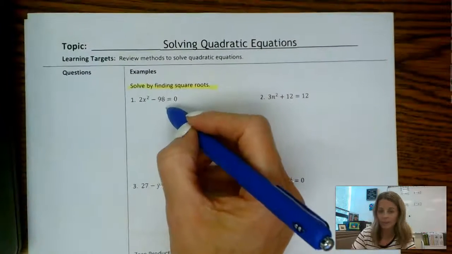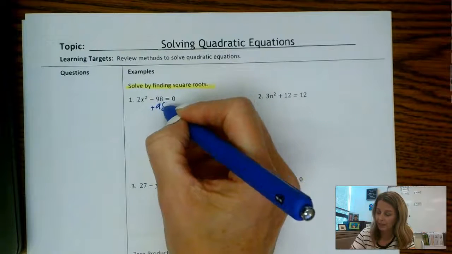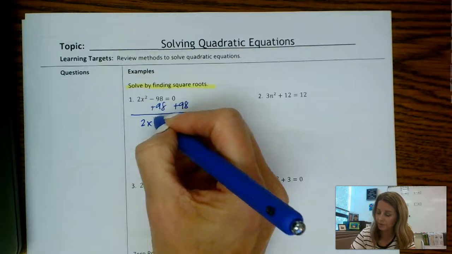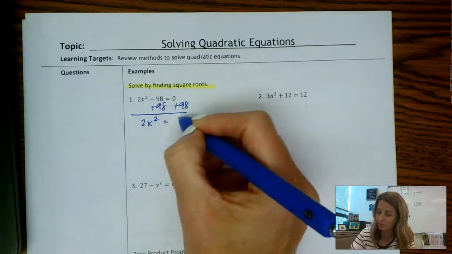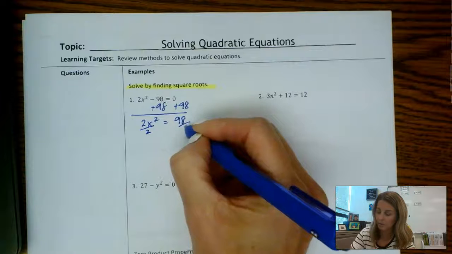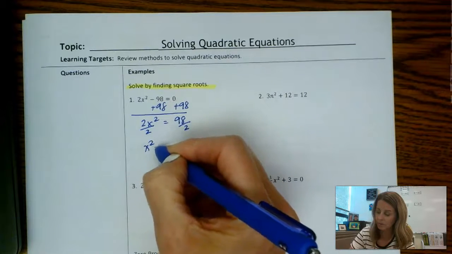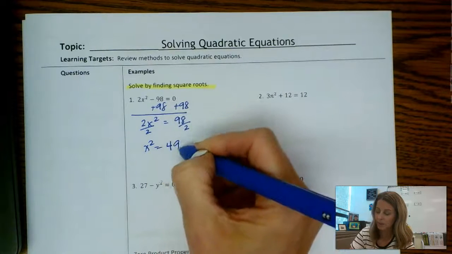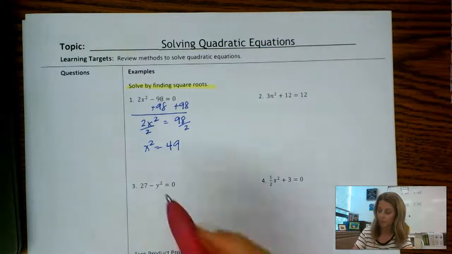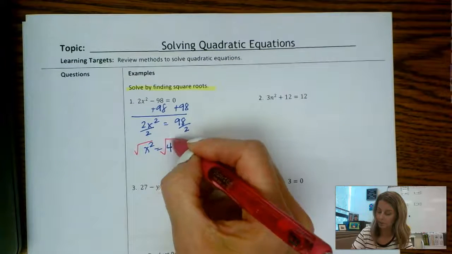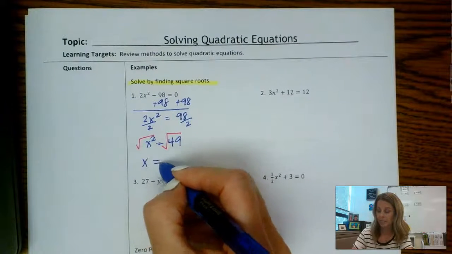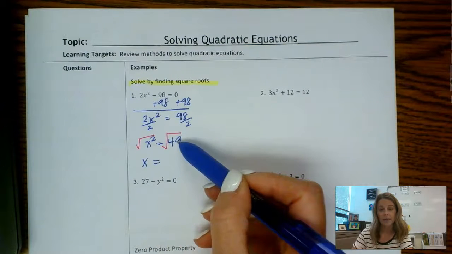Okay, we're going to isolate x squared, so let's add 98 to both sides. So I have 2x squared equals 98. We're going to divide by 2. That would be 49. And then now that you're down to x squared, we're going to take the square root of both sides. So I'm going to go like this. Take the square root of both sides. So the square root of x squared is x. And the square root of 49 is 7.